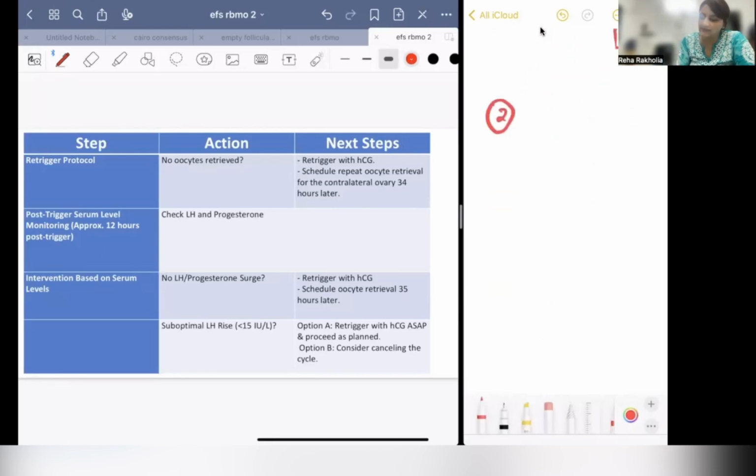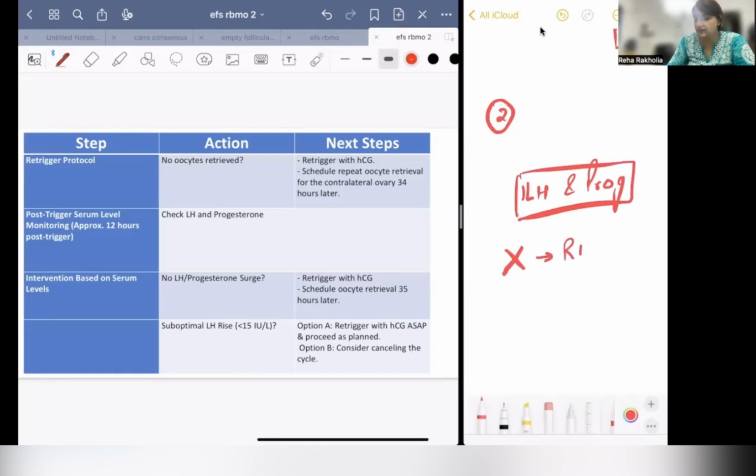Second scenario is post-trigger serum LH monitoring. We'll check for LH and progesterone. If there is no LH and progesterone surge, we'll retrigger with HCG.